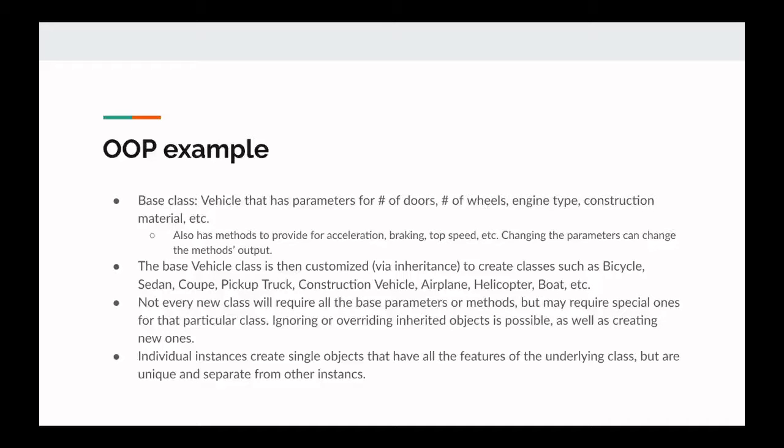So individual instances of these classes create a specific logical object of your class, and that instance is separate from any other instances. So you can have bicycle 1, bicycle 2, bicycle 3. They're all distinctly different, but they all are inheriting from that base vehicle class. So they all have the same parameters, the same functionality and stuff like that, but they're each uniquely different.